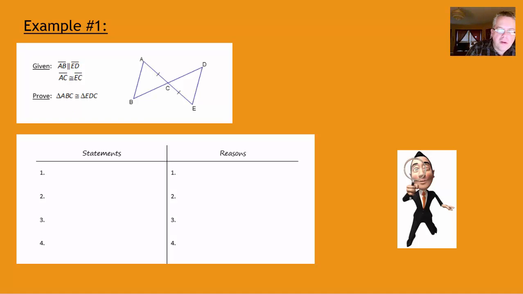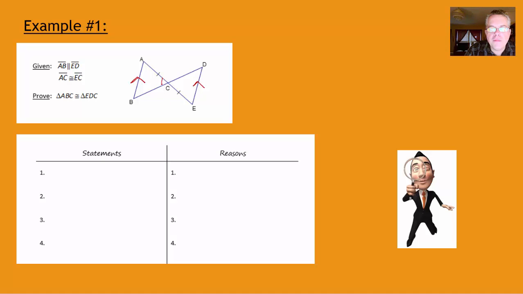Before we start the proof, we should get an idea of where this is going. How are we going to prove these triangles are congruent? The first thing is that AB is parallel to ED. I'm going to mark that in the figure. Remember, we mark parallel lines with arrows. We're also told that AC is congruent to EC. That's already marked. Let's see what else we know.